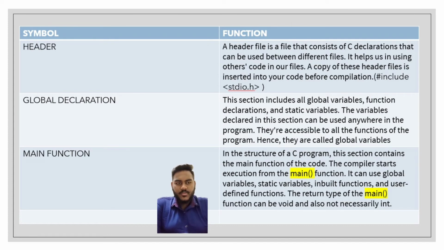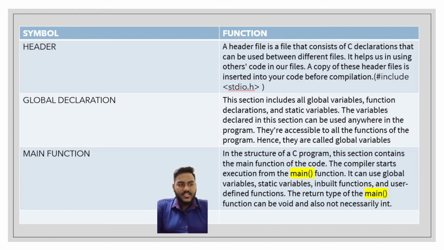Now I'm going to explain the meaning of each command line and symbol used. The number one is header. A header file consists of C declarations that can be used between different files. It helps us use others' code in our files. A copy of these header files is inserted into your code before compilation.